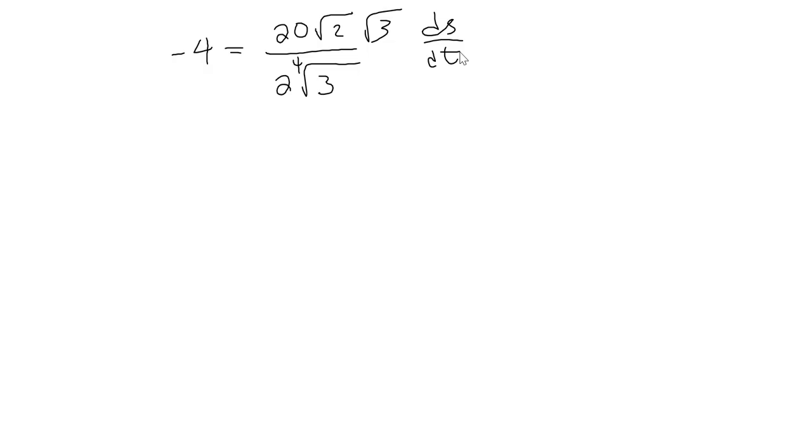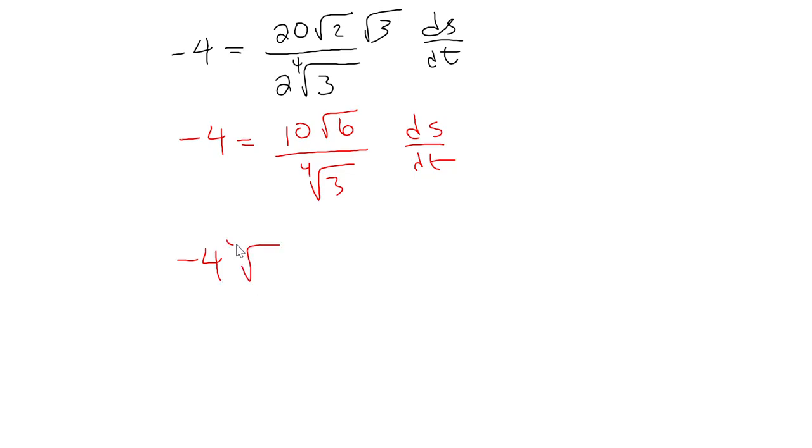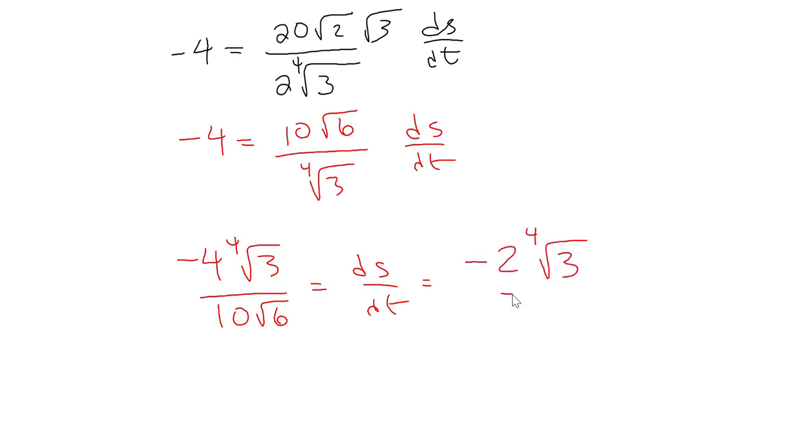20 over 2, of course, is just going to be 10, right? So we can do that right off the bat. So we're going to have negative 4 equals 10 root 6 over the 4th root of 3 times ds dt. And then we'll multiply by the 4th root of 3. So we're going to have negative 4 times the 4th root of 3 over 10 root 6 equals ds dt, which will just simplify to negative 2 times the 4th root of 3 over 5 root 6.